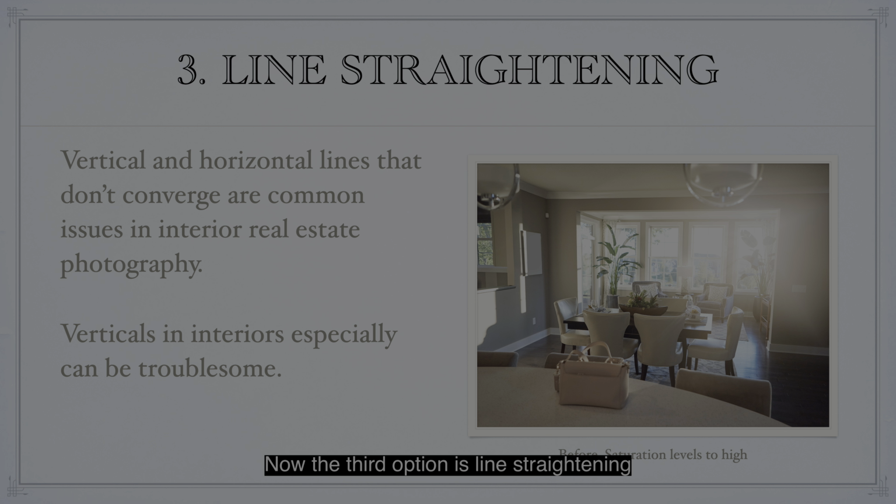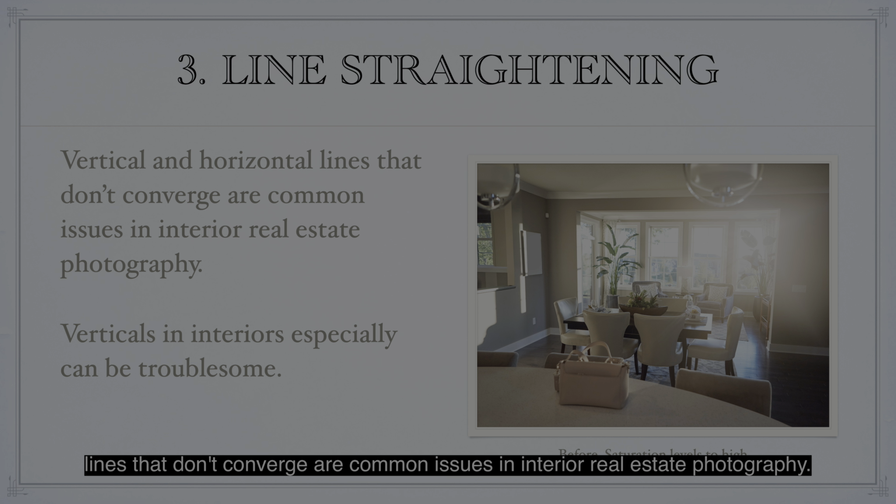Now, the third option is line straightening. As you can see in the image there, the verticals of the door passageway through into the, what is that, an outside area, they look like they're not vertical. They look like they're slanting out a bit. Vertical and horizontal lines that don't converge are common issues in interior real estate photography.